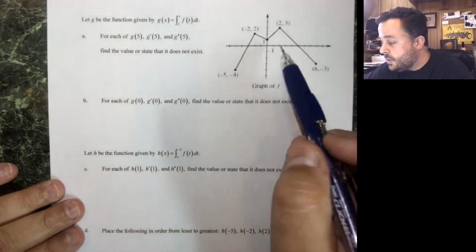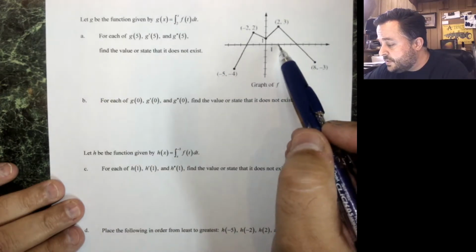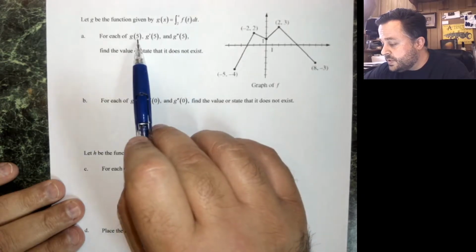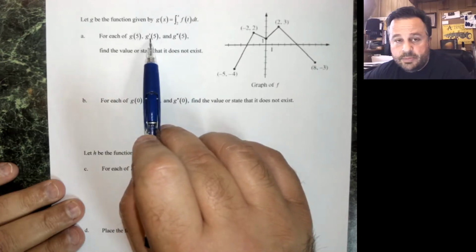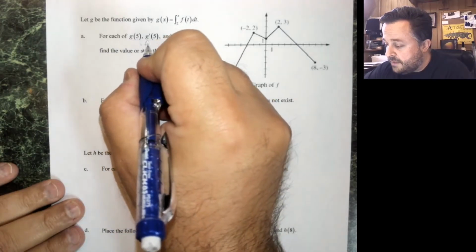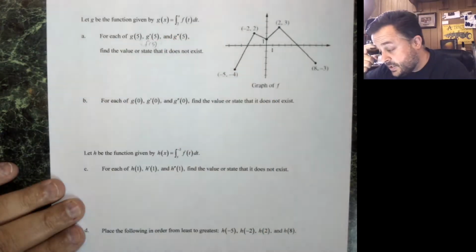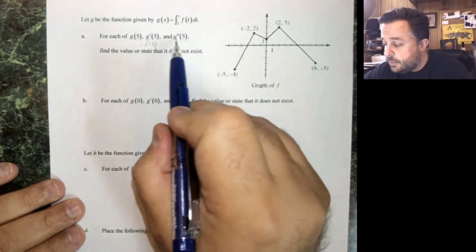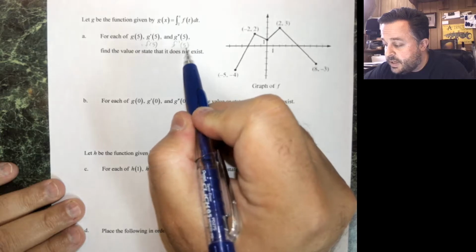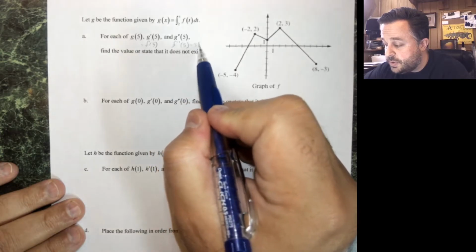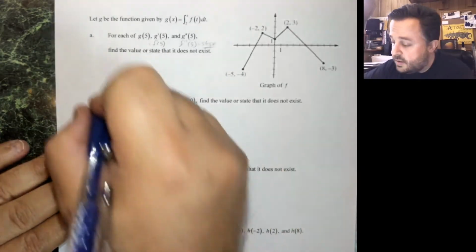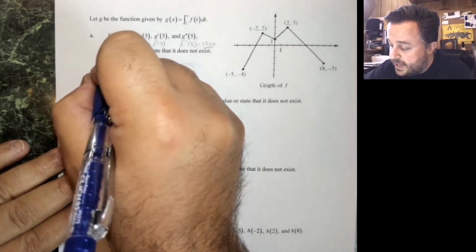So g is going to be the area from positive 2 to any value of x that we're looking at, which in this case is going to be 5. G prime of 5 by the result above is just going to equal f of 5. So we'll get to that in just a second. And then g double prime would just be the derivative of f evaluated at 5, or the slope of the function. So we'll do that in a second, but let's start with g of 5.